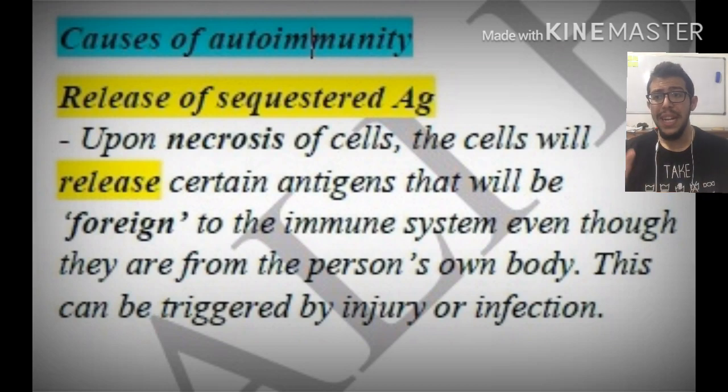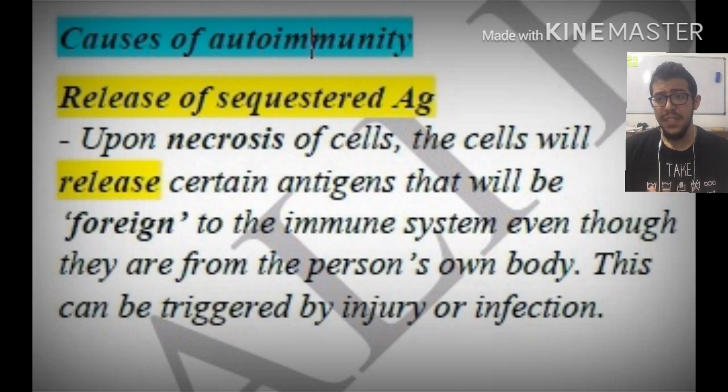First of all, we've got the release of the sequestered antigens. Generally speaking, upon necrosis of cells, the cells are going to be releasing antigens, and these are going to be "foreign" to our body and our immune system. What I meant by these quotation marks is that these are not necessarily foreign. However, the immune system has not been exposed to these antigens before. Therefore, it is going to think that these are actually foreign.